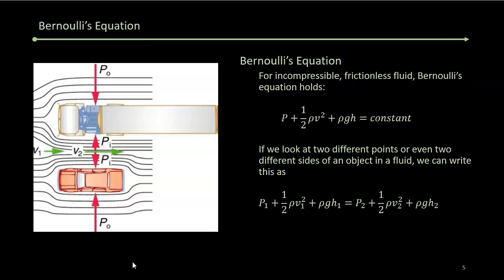But here's some things we're going to talk about. If you look at an incompressible frictionless fluid, and you have Bernoulli's equation, what does it mean? This is what it says. The pressure at some point plus 1/2 the density times the velocity of fluid squared plus the density times acceleration of gravity times the elevation of the fluid, where you are in the fluid, is a constant.